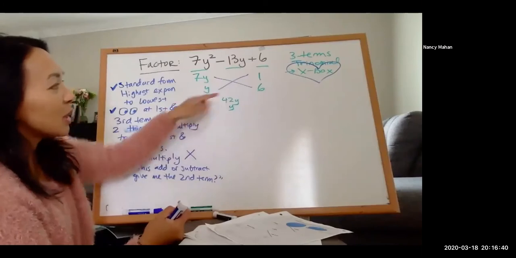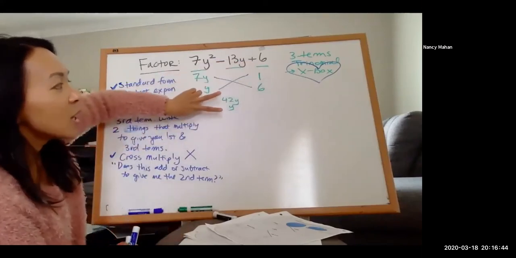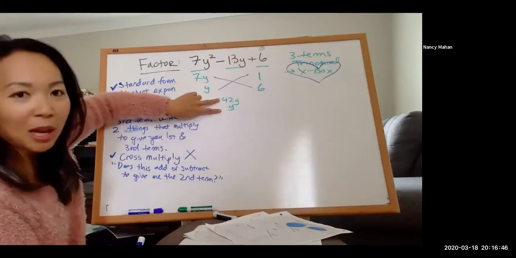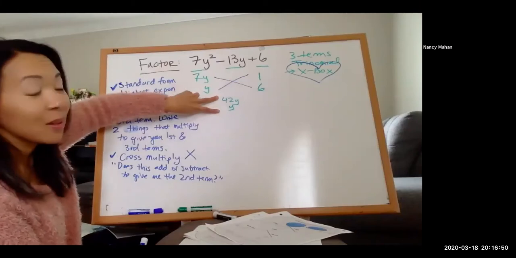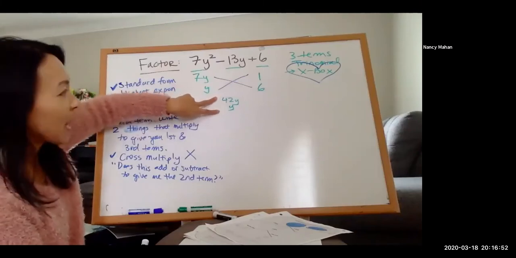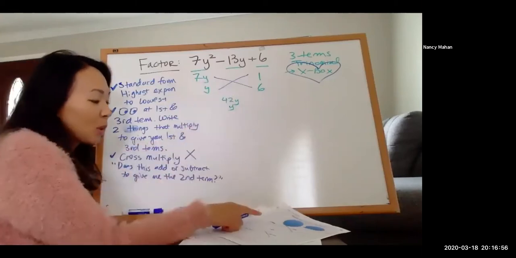So what I'm going to do is look at these two. When I cross multiply, I get 42y and y. So can I add or subtract these numbers to give me a negative 13y? Well, if I add, I get 43y. If I subtract, I get 41y. So the answer is no. Those numbers do not work.